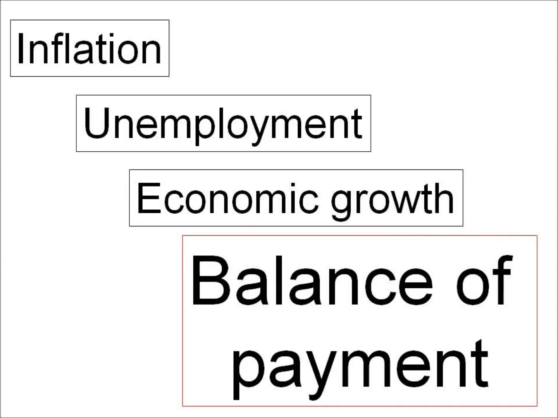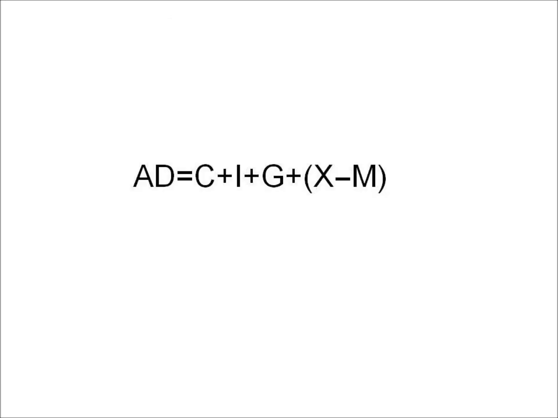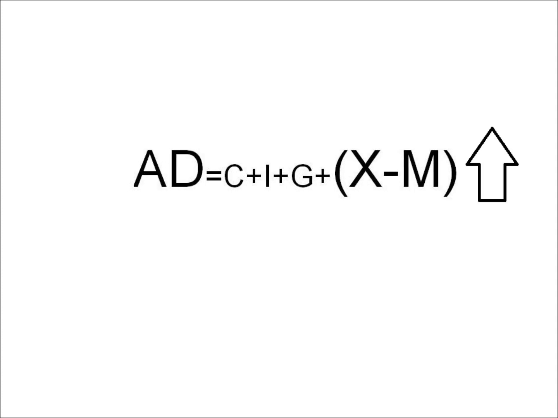Last but not least, we have balance of payments. As seen from the equation, AD is equal to C plus I plus G plus X minus M, with X minus M being the net export. When X minus M increases, AD will also increase since X minus M is a component of the AD curve, assuming that the price elasticity of demand (PED) for the country's exports and imports is price elastic.